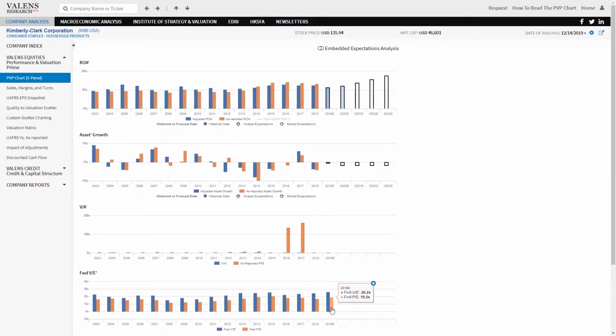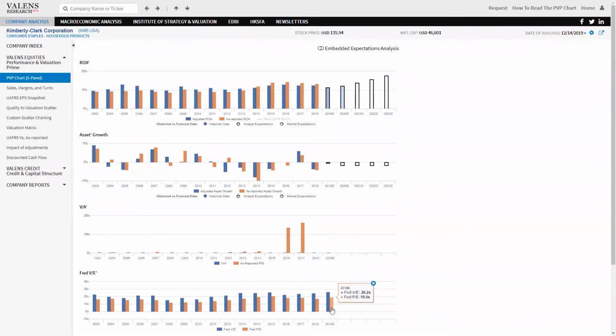Kimberly-Clark's as-reported PE is around 19 times. That's roughly in line with market valuations of around 20 times on an as-reported basis. So basically, you look at Kimberly-Clark and say, oh, the market's basically pricing this company to perform in line with the market, to perform in line with the average corporation, with modest earnings growth and really stable returns.